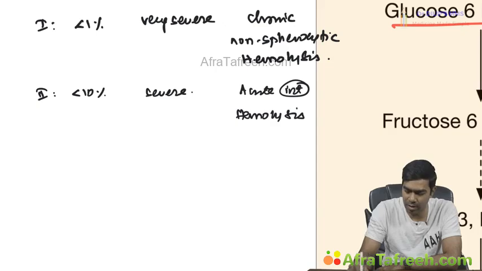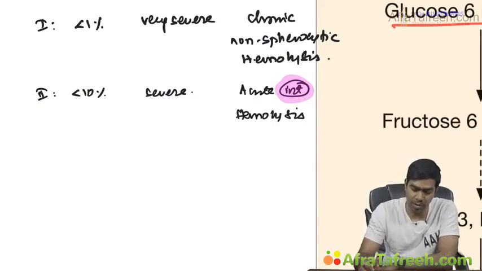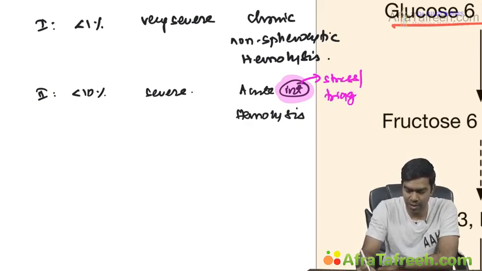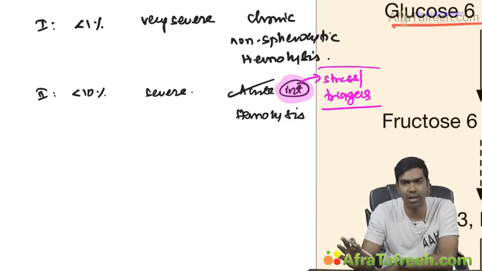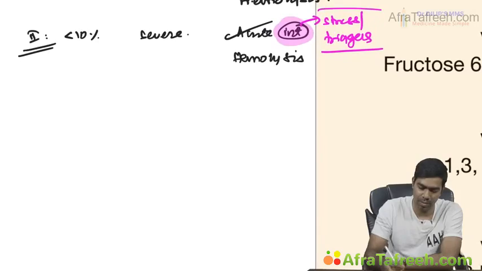So why does it cause acute intermittent hemolysis? Because this acute intermittent hemolysis is going to be due to oxidant stress, only during some stress or triggers. There are a lot of triggers which I'll tell you in some time, that only when it is triggered by some event, then only they will go for acute hemolysis. Otherwise, they will not have hemolysis, they will be normal. With or without trigger, type 1 will be chronically having hemolysis. But type 2 only during acute attacks or triggers will have hemolysis.